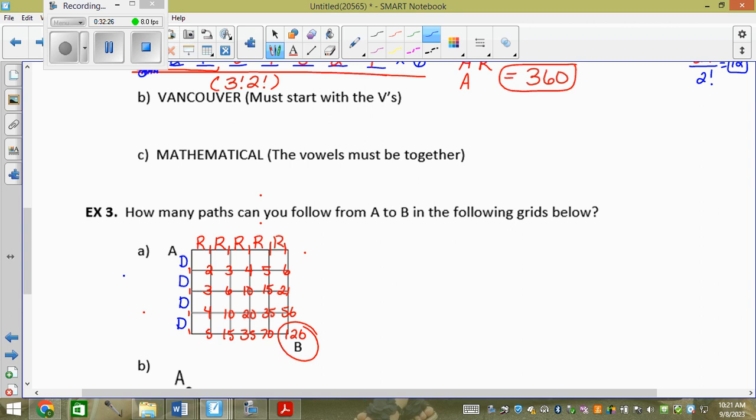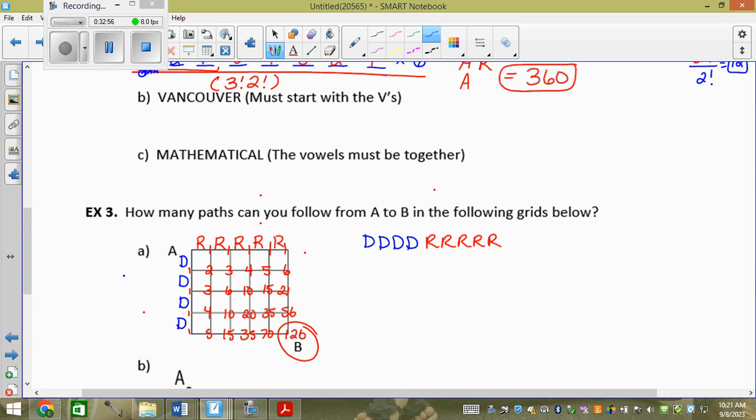I could go all right, then four downs. I could go right, down, right, down, right, down, right, down. But no matter what, I'm going to have to do four downs and five rights. We agree? So all I do is I treat it like a word. I have the word "DDDDRRRRR". How can I rearrange that word?